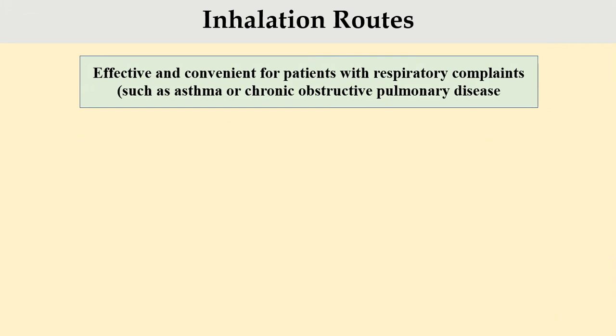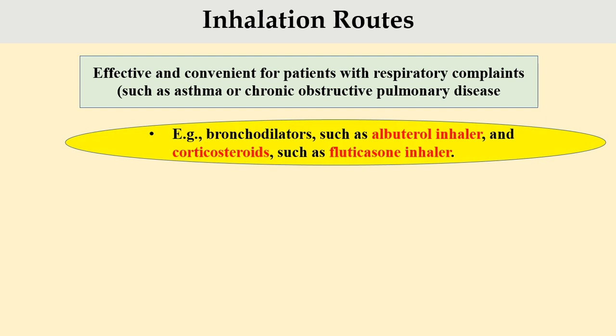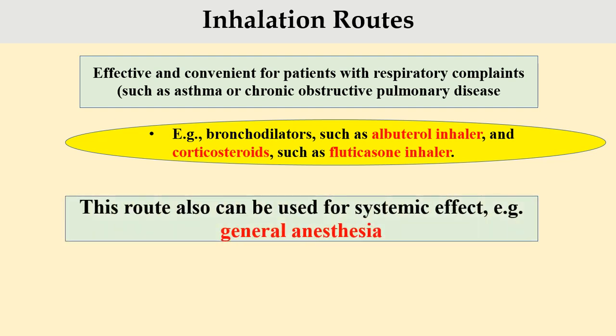We have another route, by inhalation, and this is effective and convenient for patients with respiratory complaints such as asthma or chronic obstructive pulmonary disease, like bronchodilators such as the albuterol inhaler and corticosteroids such as the fluticasone inhaler. As I said, this is used if we have disease in the respiratory system. This route can also be used for systemic effect. Can we use it in general anesthesia?